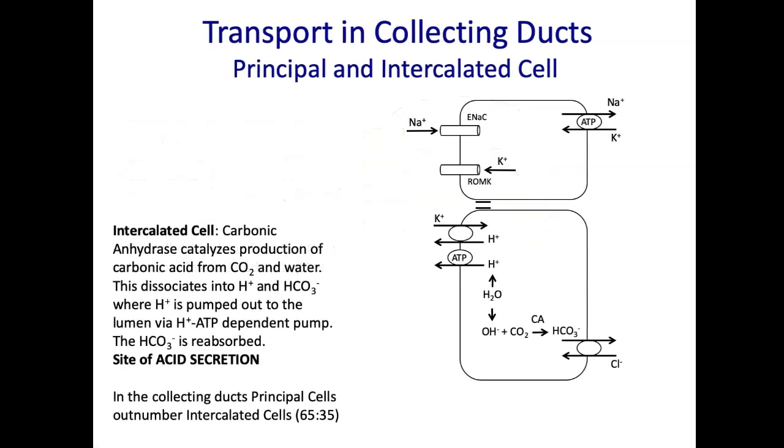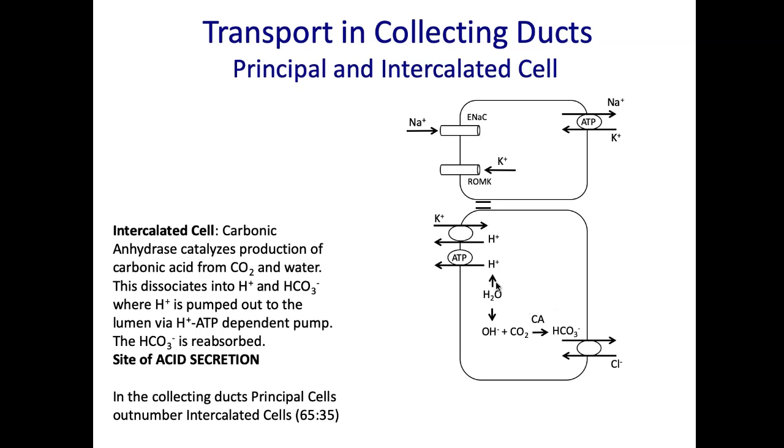Now let's talk about the intercalated cell. There are actually two kinds of intercalated cell: the alpha intercalated cell and the beta intercalated cell. I'm showing you here the alpha intercalated cell. Essentially, the purpose of this cell is acid-base balance in the kidney. The intercalated cell, especially the alpha, which we're showing right here, is the site of acid secretion. So that's how I remember it: alpha, A, acid, that's the job it does.